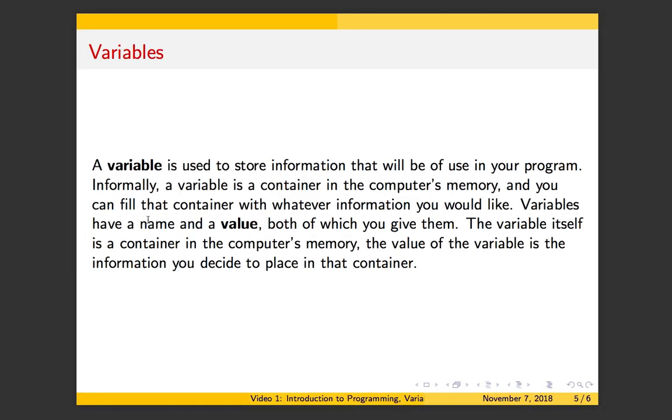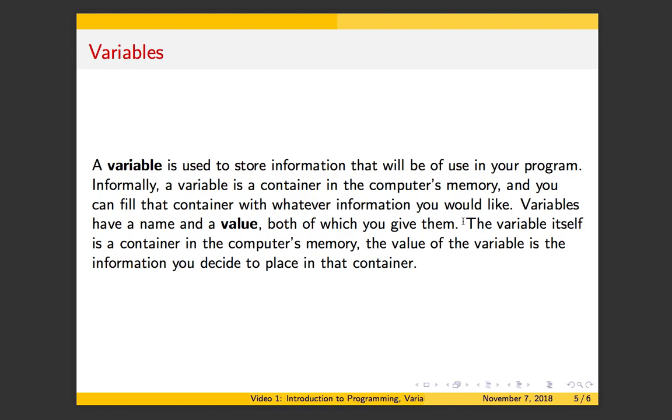Okay, next big topic are variables. A variable in programming is something used to store information that will be of use in your program. So informally, a variable is a container in your computer's memory. So it's actually a physical place on your computer. You can put whatever you want inside that container. So variables have a name, so that you can call that container by name, and a value, which is the thing you place inside that container.